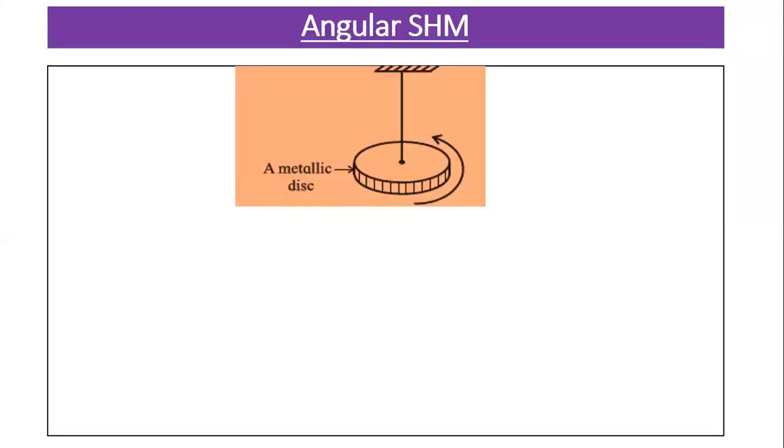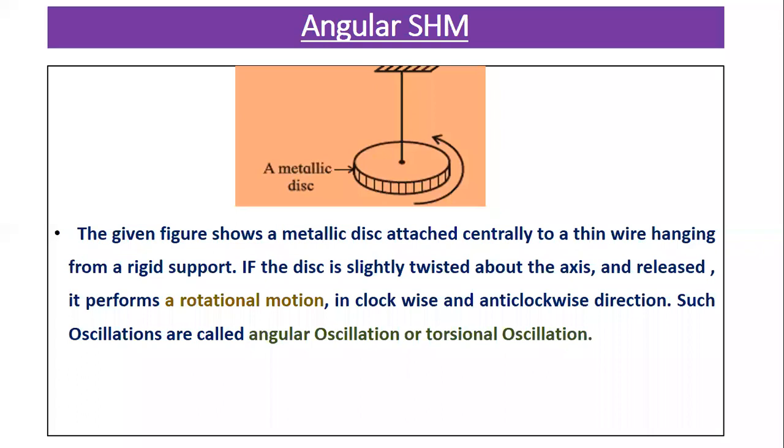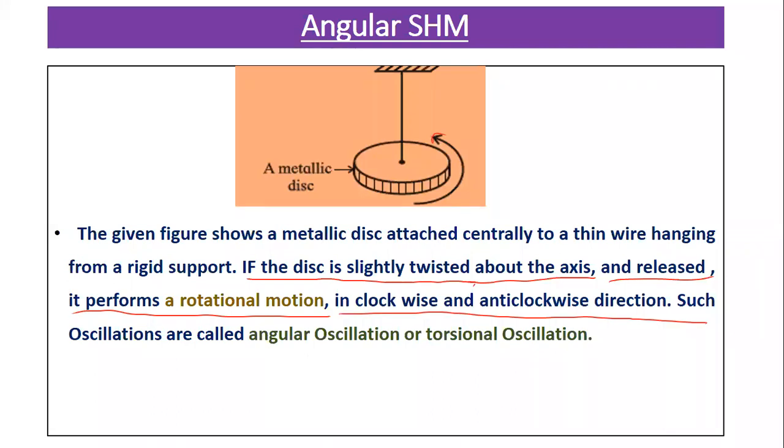So you can see a diagram here: a metallic disc which is hanged to a rigid support by a wire or by a string. If the disc is slightly twisted about the axis, you can see here the direction of the twist, and released, it performs rotational motion in clockwise and anti-clockwise direction.